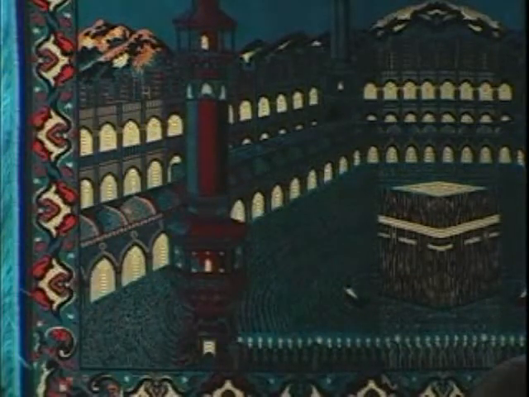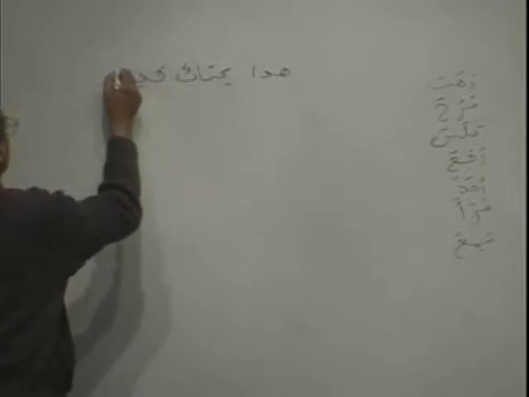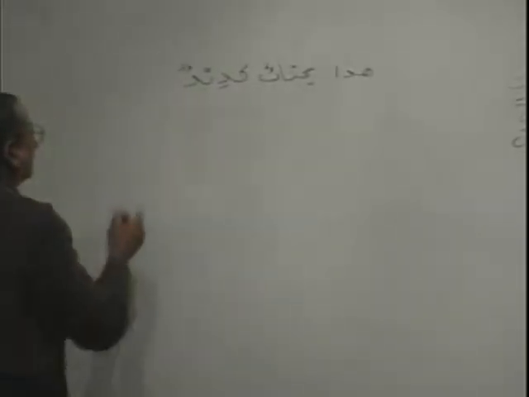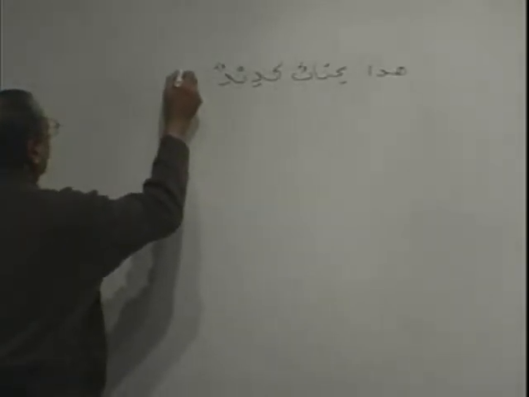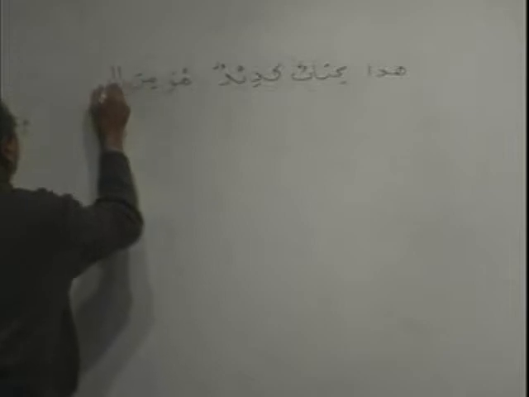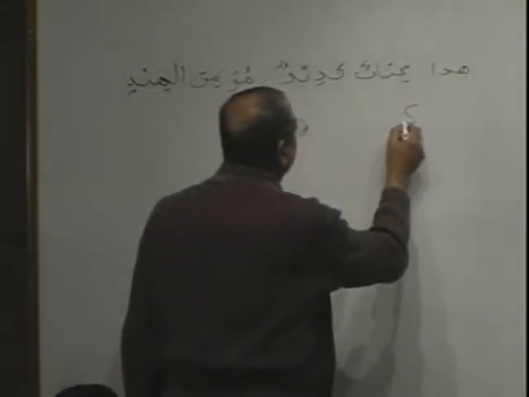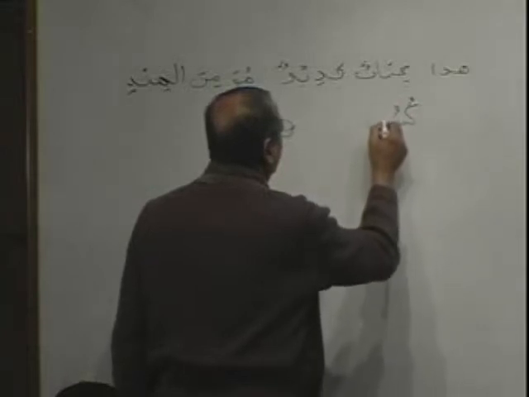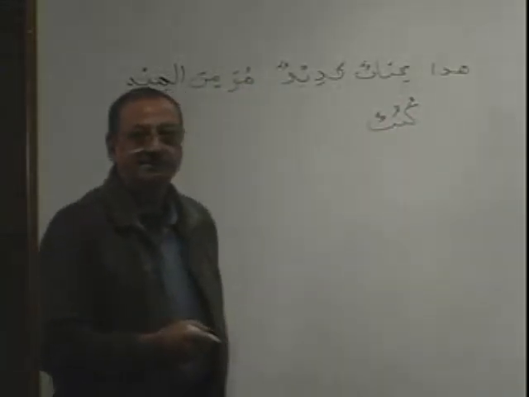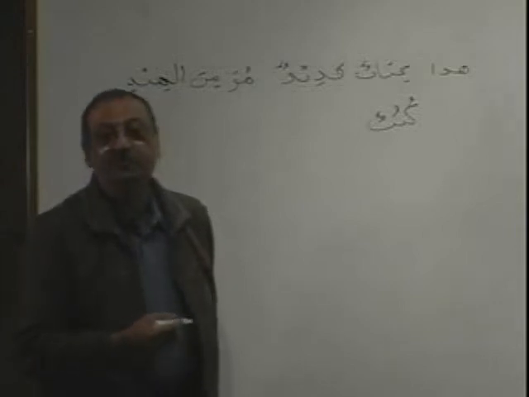If I write down this sentence, brother, Haza kitabun jadidun huwa minal Hindi. Okay. Now I have to write here kutubun. Are you with me? I have to write here kutubun. What is kutubun? Jama.